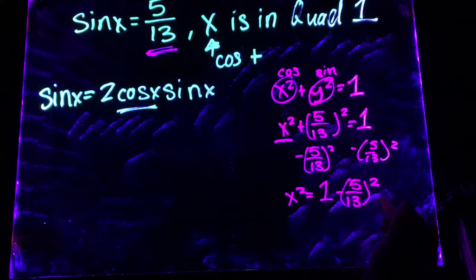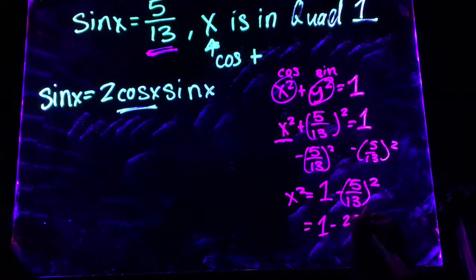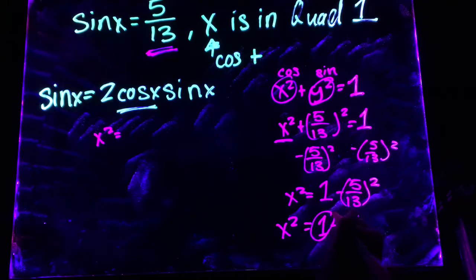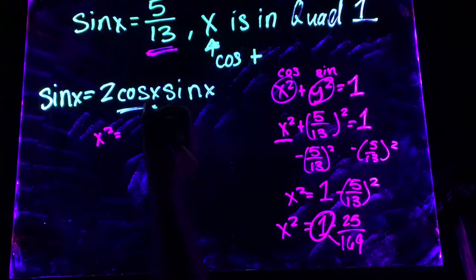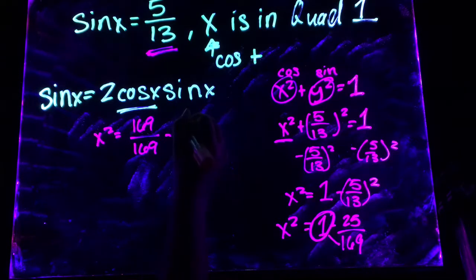When you're squaring a fraction, you just square the numerator and you square the denominator. So this changes to 1 minus 25 over 169. And this is still x squared equals. I'm just going to go up here because I'm out of room. So you're left with x squared equals, this 1 can transform into 169 over 169, because that's just equal to 1, and then you can subtract.